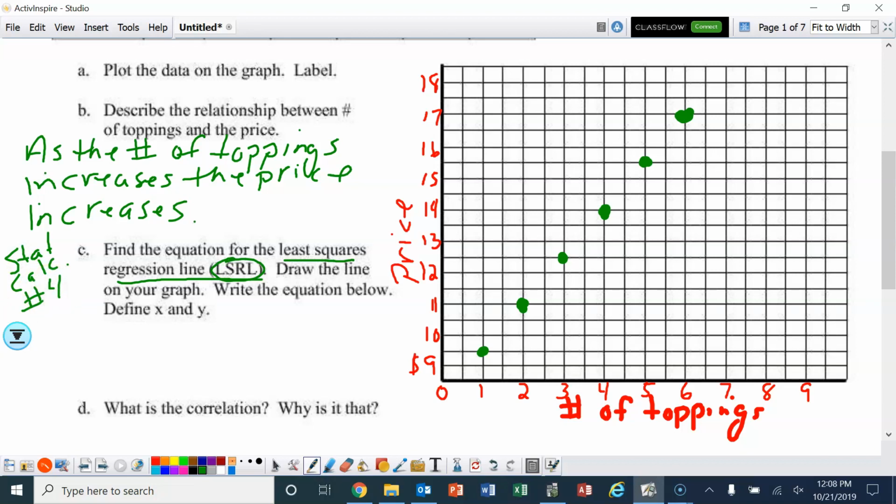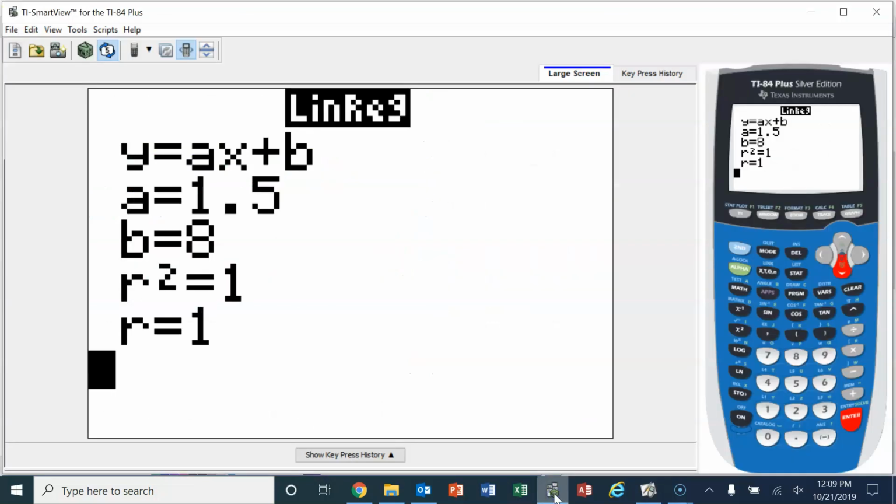All right. So the numbers for our equation are A is 1.5. Now remember this is money, so that's $1.50. B is 8. Okay, and our correlation, which we talked about last time, is 1. It's perfectly straight, so it should be a 1. All right, now this is money. So remember that 1.5 is $1.50 and that 8 is $8.